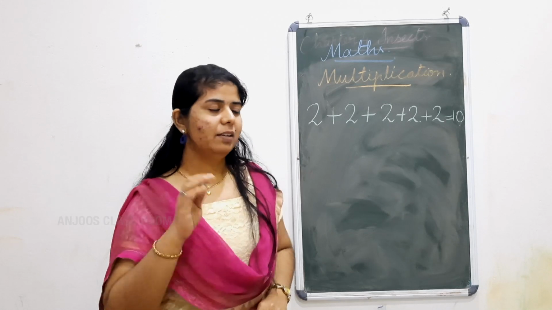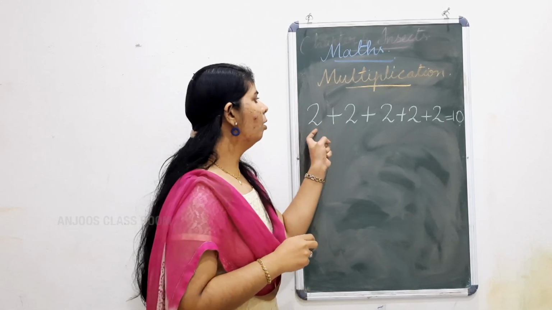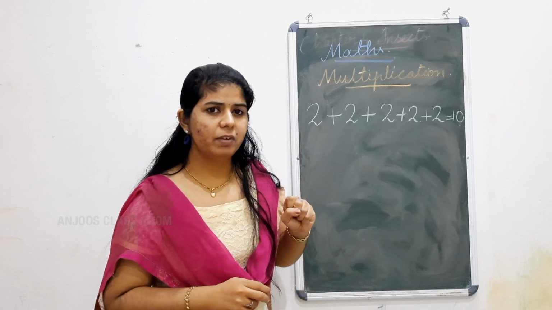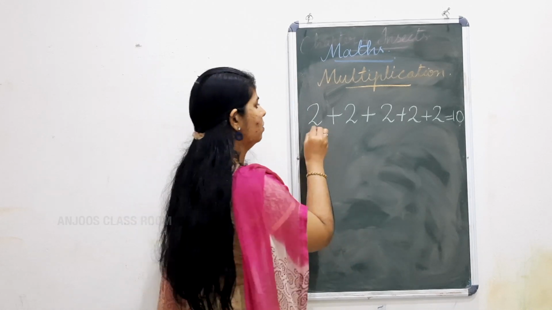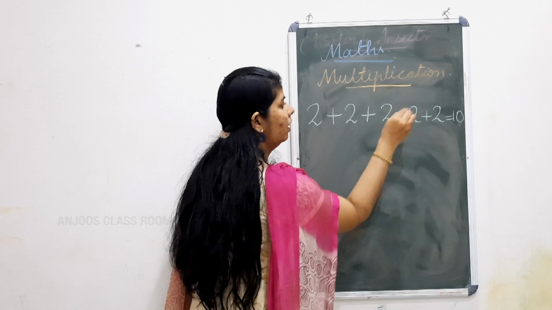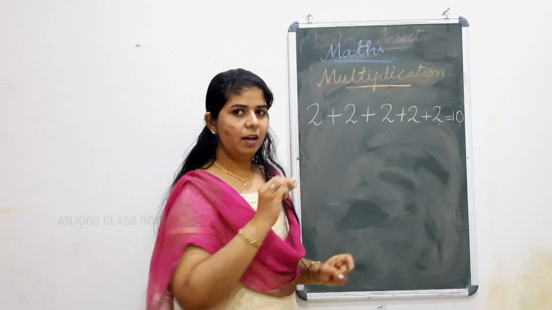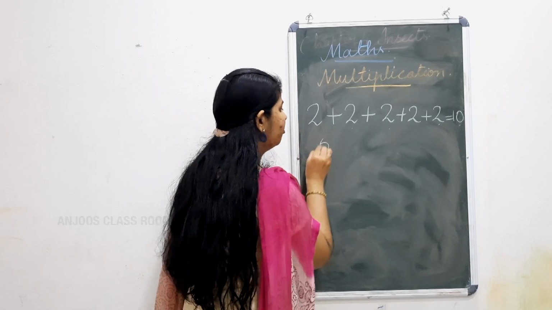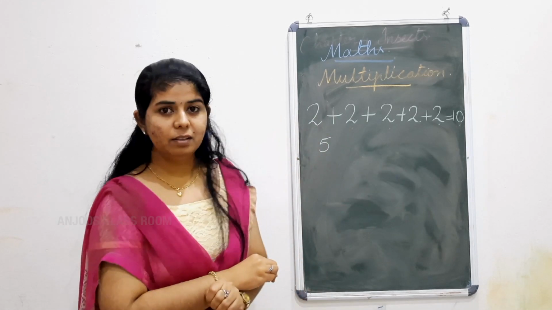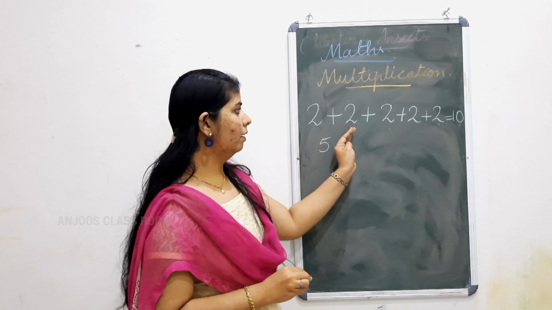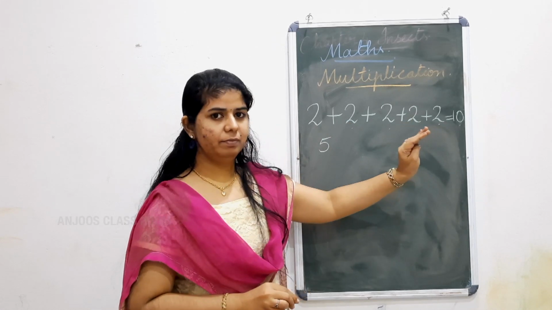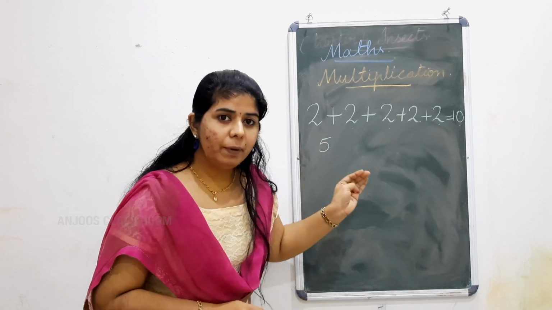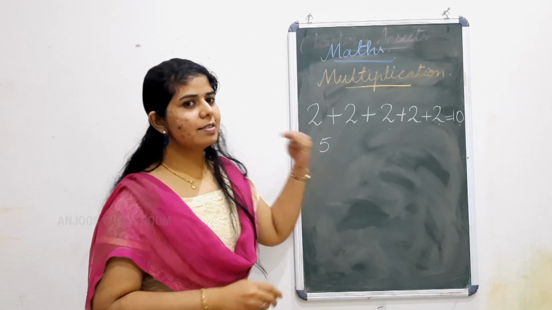Shall we see? Now, tell me how many times I have written 2 here. Count it. 1, 2, 3, 4, 5. I have written 2 five times. So, I am writing here 5. Then, what's the number I have written 5 times? It is 2.